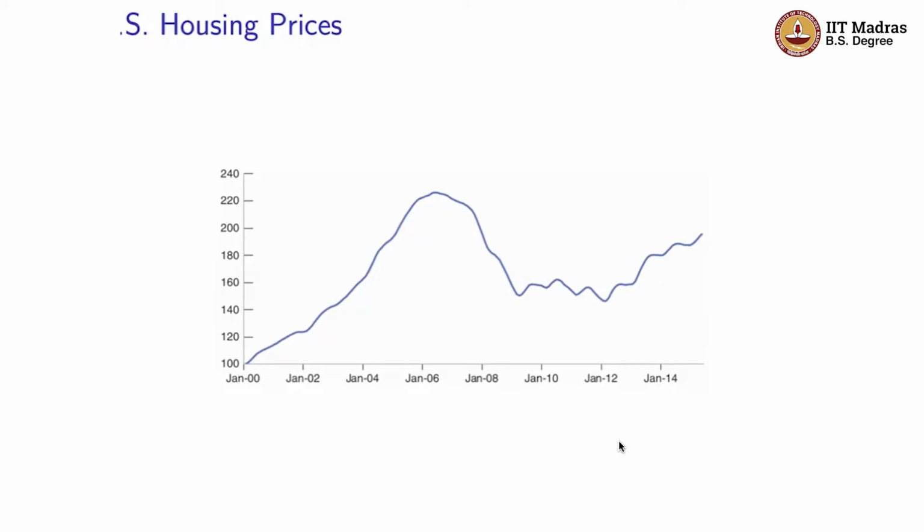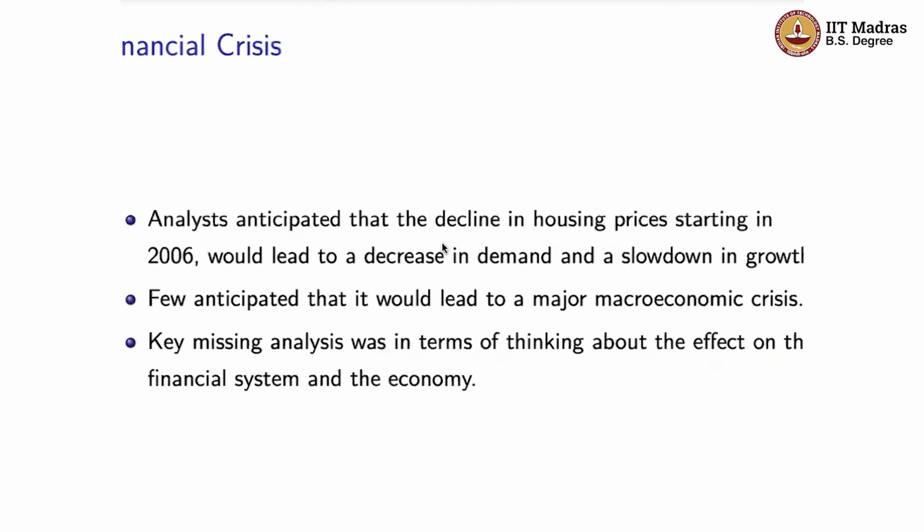This is a picture of the national index of housing prices in the US, where we normalize the price in January 2000, and then we track what happened to housing prices. You can see from here that from January 2000 till 2006, house prices increased a lot. In fact, they more than doubled. After that, house prices started going down, and then they stabilize and have later movements. So you had at this period a large decline in housing prices.